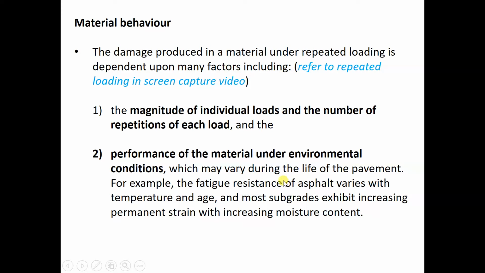Next is the performance of the material under the environmental condition. The material may vary during the life of the pavement. The performance is all different with temperature and age. For example, the wearing course, when it's hot, is softer. When it's cold, it's harder. When the wearing course is very old, it becomes very brittle. The performance is reduced.